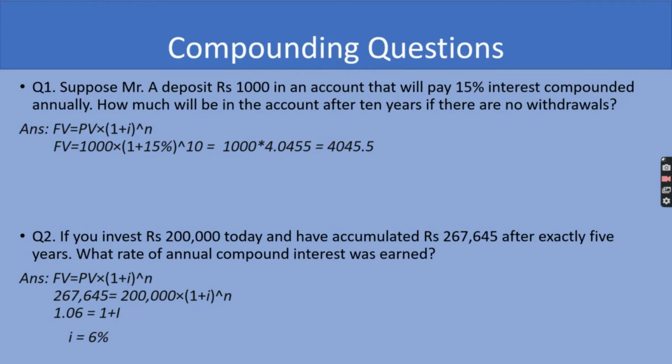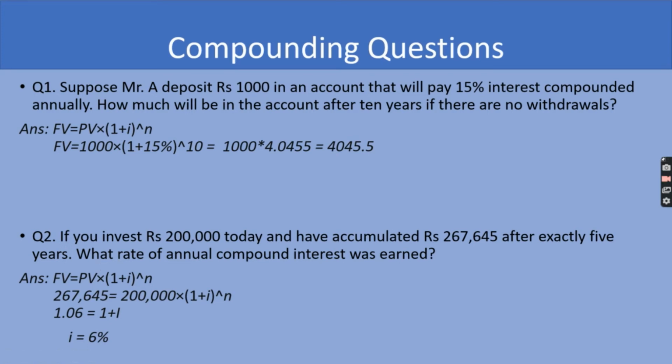Let's solve the second question. If you invest rupees 200,000 today and have accumulated rupees 267,645 after exactly 5 years, then what is the annual compound interest rate that was earned? Here the future value is given to us, 267,645, which we are using in this formula, and present value today is 200,000, and n, as you all know, is 5 years, and you have to find out the interest rate. Using this formula you can simply compute i as 6%.